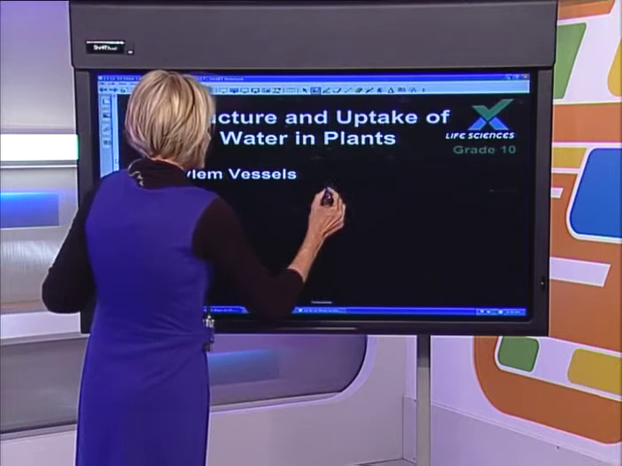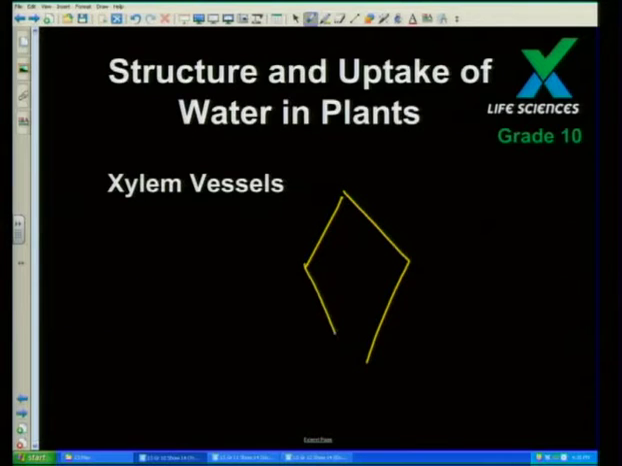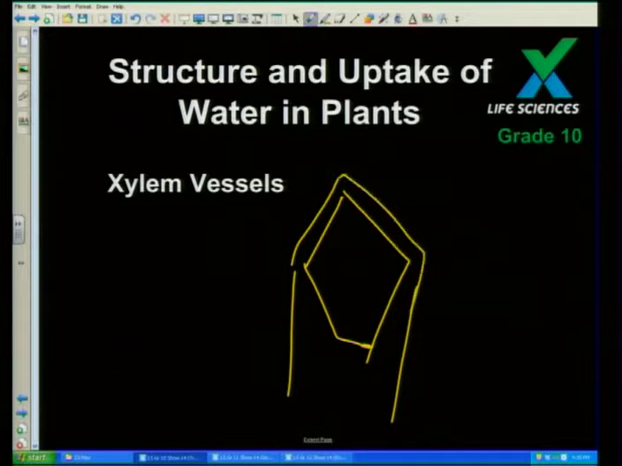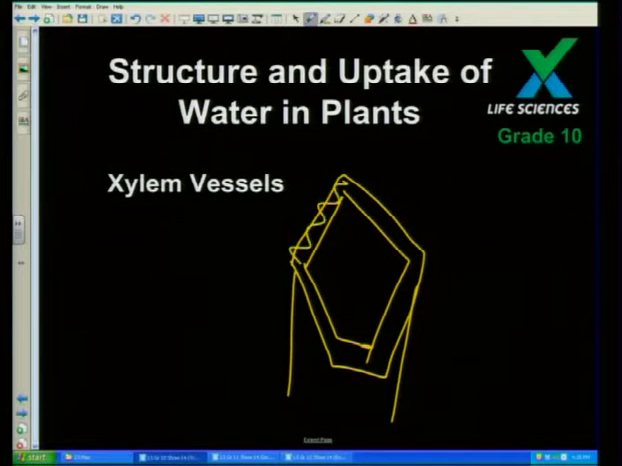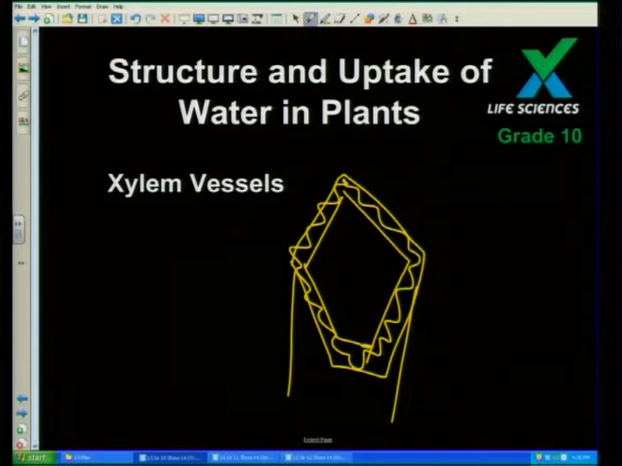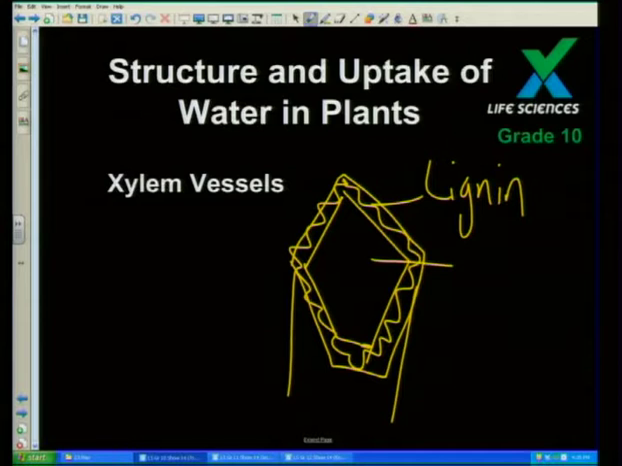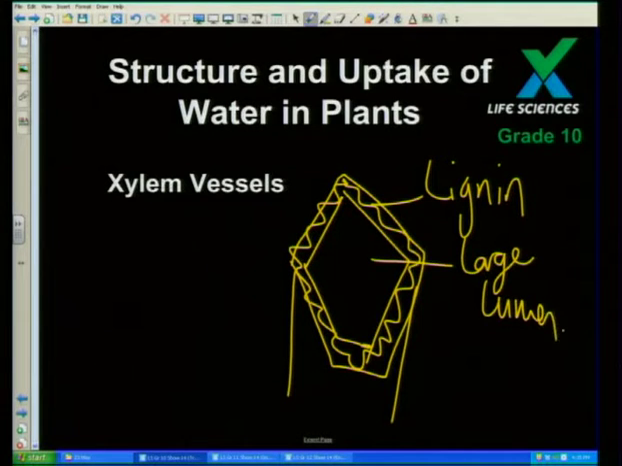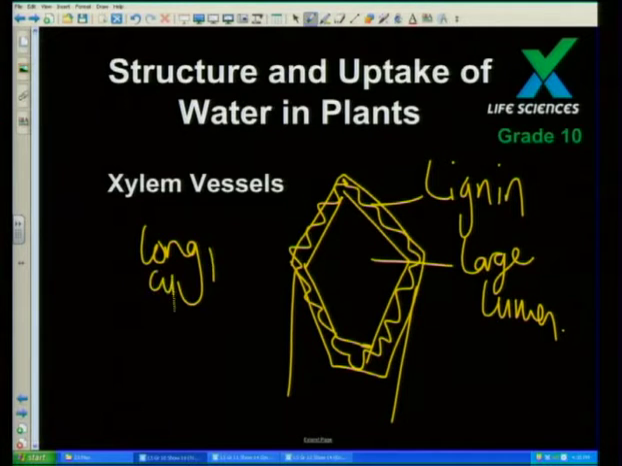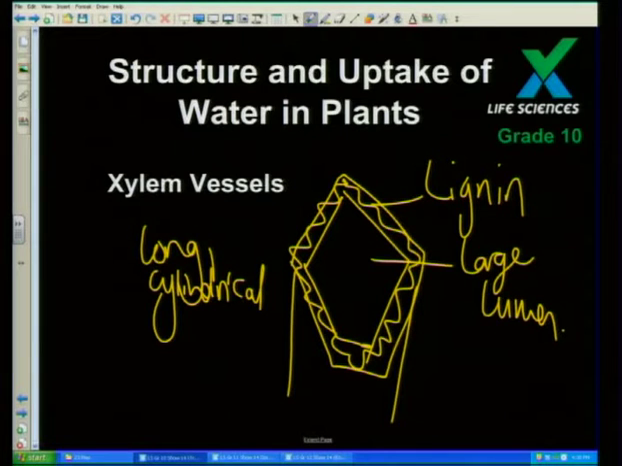When we look, I drew the xylem vessels just now. What is interesting about the xylem vessels? Number one, they have an incredibly thick cell wall. And that cell wall is thickened with lignin. It has a large lumen. They are long. They are cylindrical. Long, cylindrical, narrow tubes.